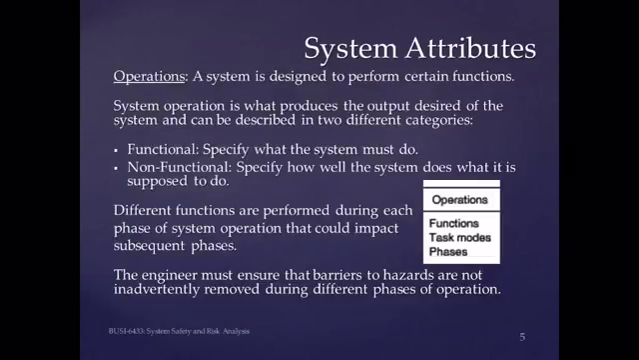The next system attribute, operations, can simply be divided into two sub-elements, functional and non-functional. Functional, what the system must do. Non-functional, how well must the system do what it's designed to do. How well does the firearm shoot bullets? Is it reliable? That's non-functional. Will the gun shoot every time the trigger is pulled?